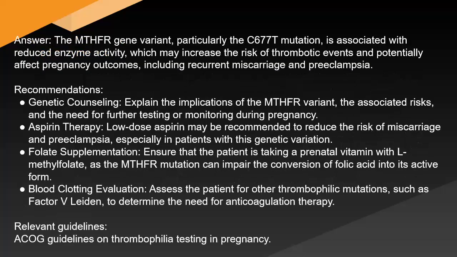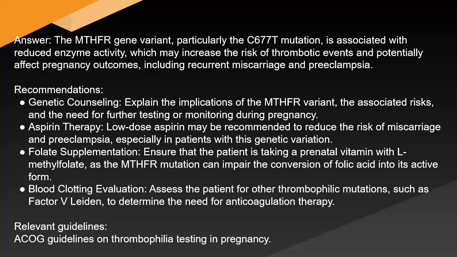Answer. The MTHFR gene variant, particularly the C677T mutation, is associated with reduced enzyme activity, which may increase the risk of thrombotic events and potentially affect pregnancy outcomes, including recurrent miscarriage and preeclampsia. Recommendations. Genetic counseling: explain the implications of the MTHFR variant, the associated risks, and the need for further testing or monitoring during pregnancy. Aspirin therapy.